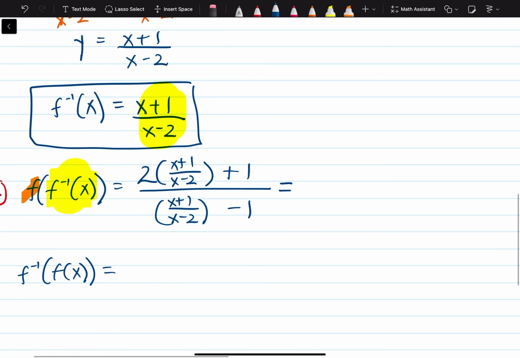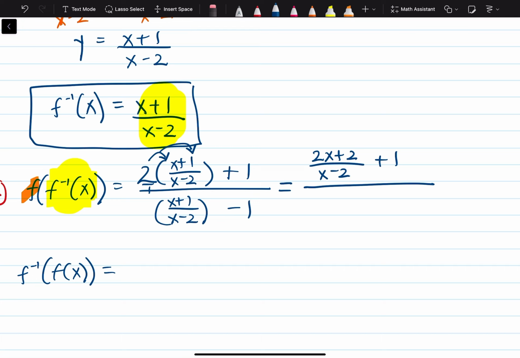To simplify this down first, I would first distribute out this 2 to this fraction. Remember, this is like 2 over 1. When you multiply fractions, you only do numerator with numerator, denominator with denominator. So this will simplify down to 2x plus 2 all over x minus 2. And then I just carry over my plus 1 all over here. There's not much simplifying I can do, so this would just be x plus 1 over x minus 2 minus 1.